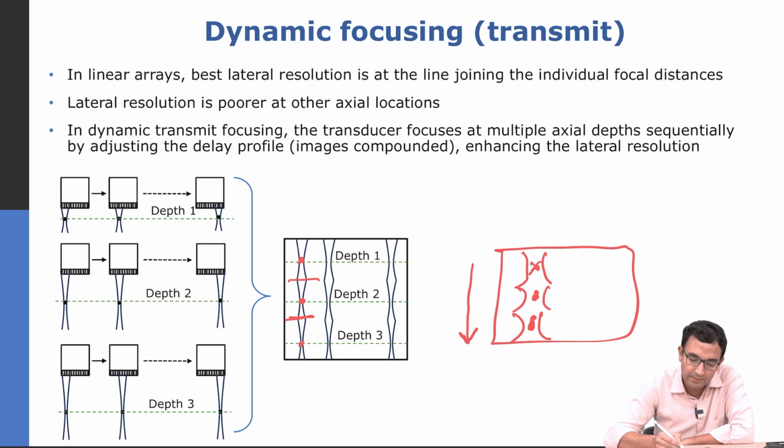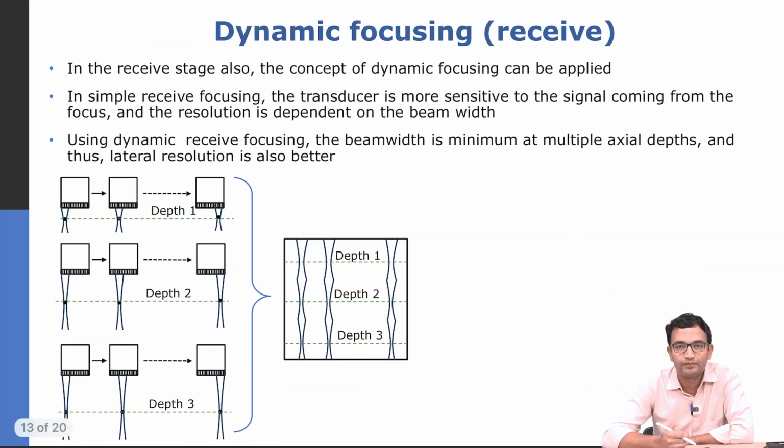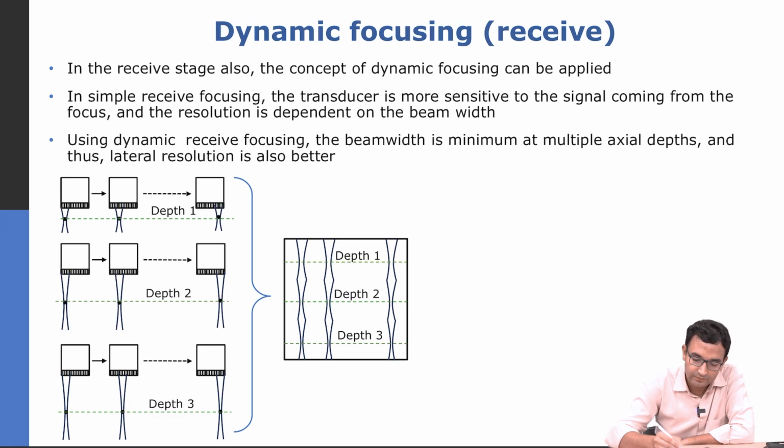And when you combine them all, you don't get a very significant degradation in the lateral resolution as you move down. So this is called dynamic focusing, and the challenge with dynamic focusing is that you have to fire multiple times. So this is in a sense constrained, but there is also something called dynamic focusing on receive, which is used even more frequently. So here it turns out that the signal that is arriving from a particular depth.